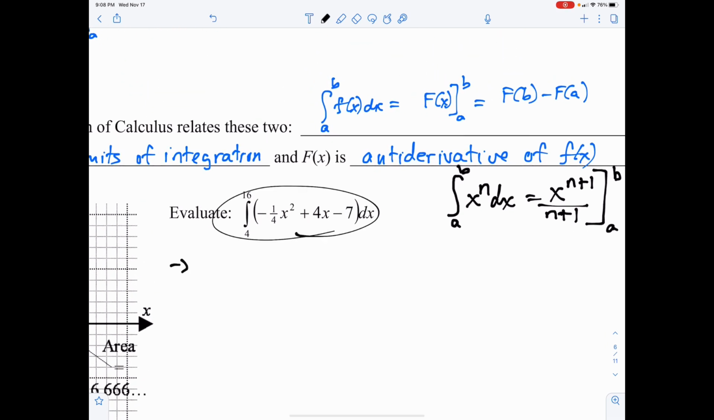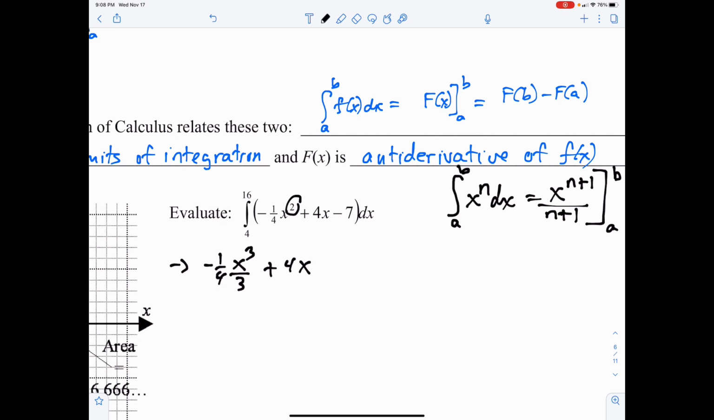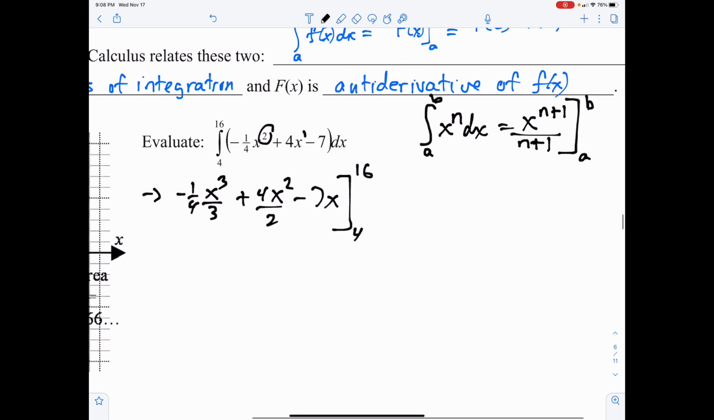The integral of this function would be broken down into negative 1/4 x to the 3 over 3, plus 4 x to the 2 over 2, because it's already x to the first power, and then minus 7x. And you have to evaluate that from 4 to 16. Okay, so now what is this going to look like?